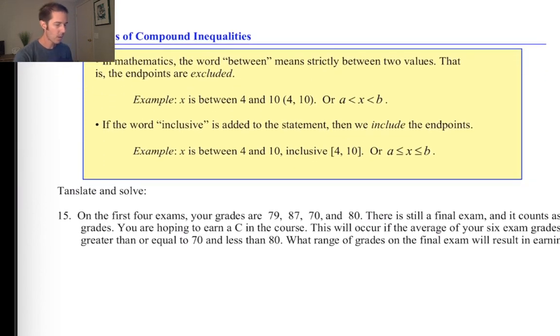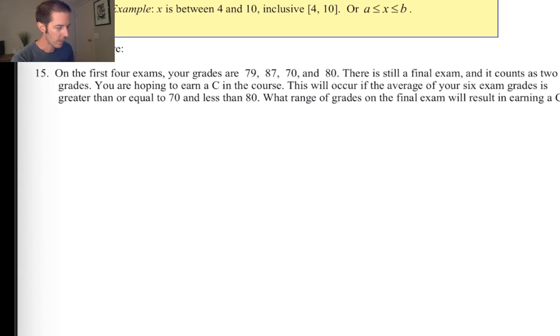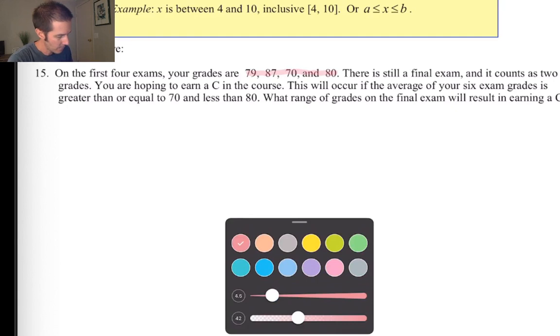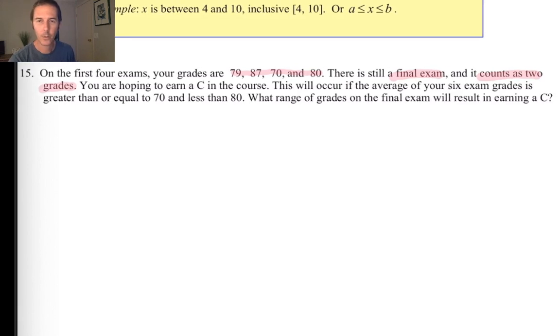Applications of compound inequalities. Inclusive, exclusive, square brackets, parentheses, you can read that. I'm going to go directly into this example problem. So on the first of 4 exams, your grades are these. There's still a final exam, and it counts as 2 exams. Final exam counts as 2 grades, 2 test grades presumably, and you're hoping to get a C in the course.